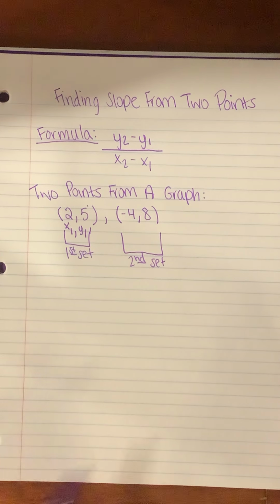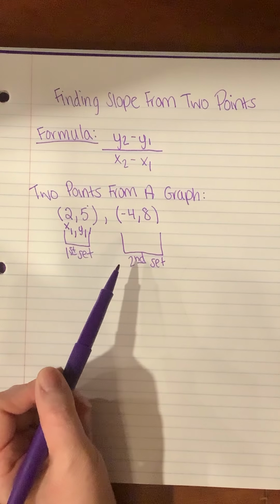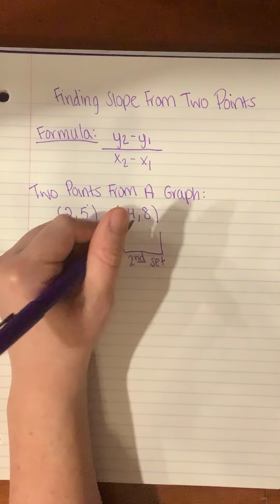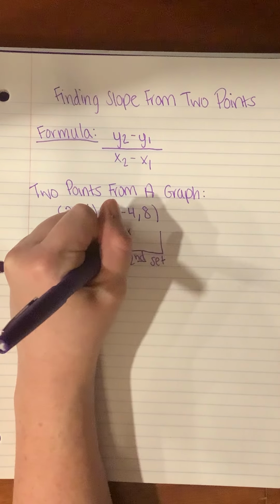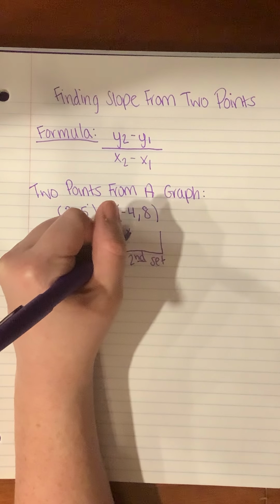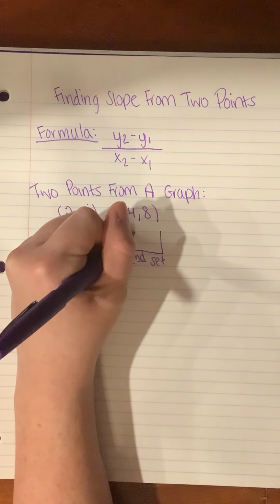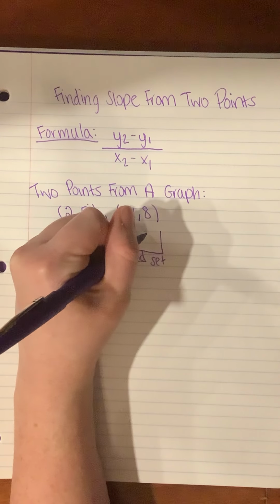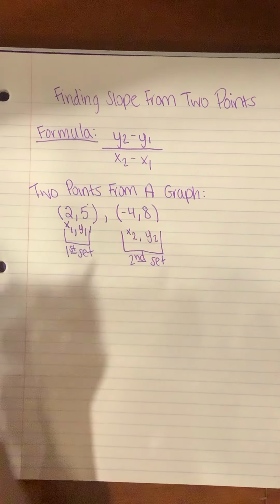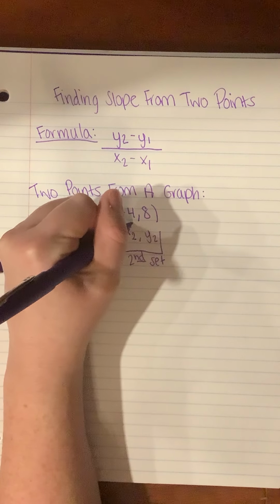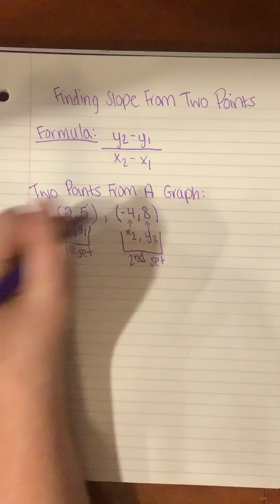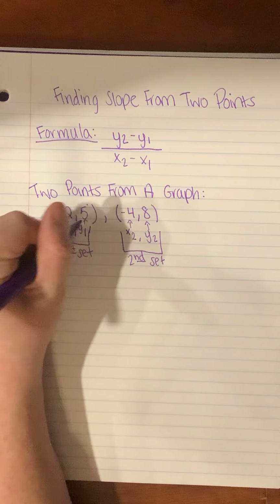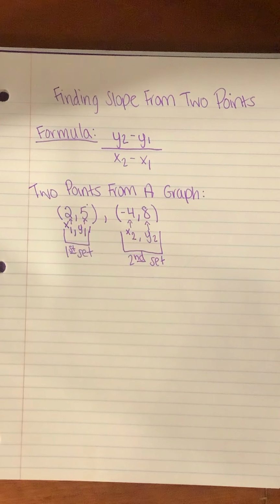From there, let's take a look at our second point, or our second set. Again, our first number is x, but because this is our second set, or second point, we're going to label it x2, comma, and then our 8 is y2. Knowing what number is what is super important so that you can properly put them in your formula.